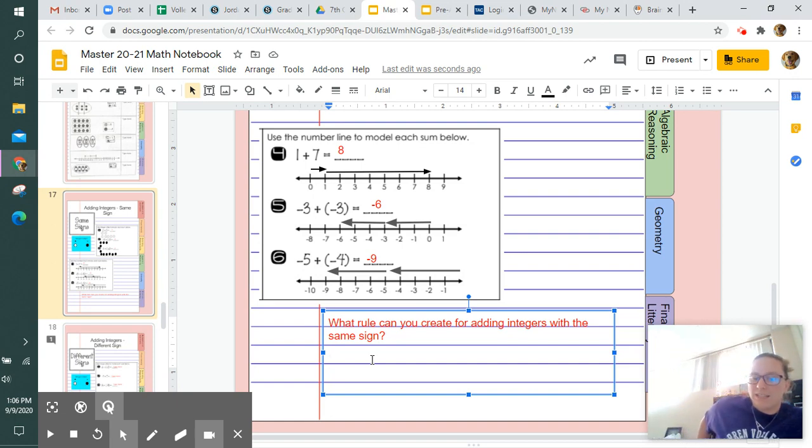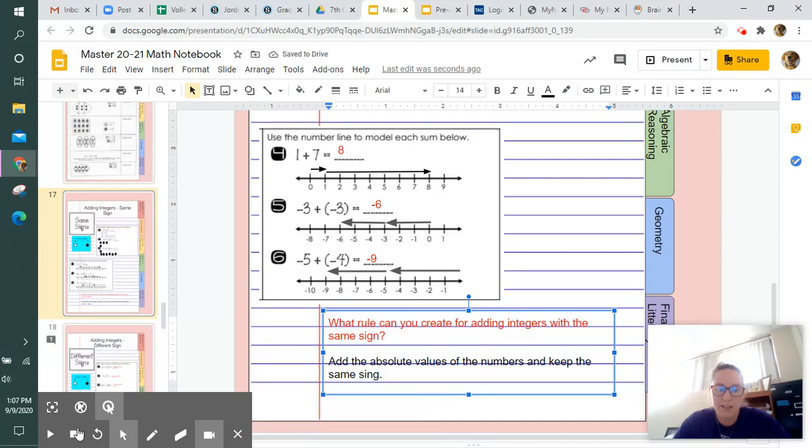Okay, so it says, what rule can we create for adding integers with the same sign? What do we think? Well, when we added positives, you add 1 plus 7, so you just add them together. Then when we had negatives, you did 3 plus 3, and then you said it was negative 6. So our rule is that we're going to add the absolute values of the numbers and keep the same sign. If the sign was already negative, we keep the negative sign. If the sign was positive, we keep that positive sign.